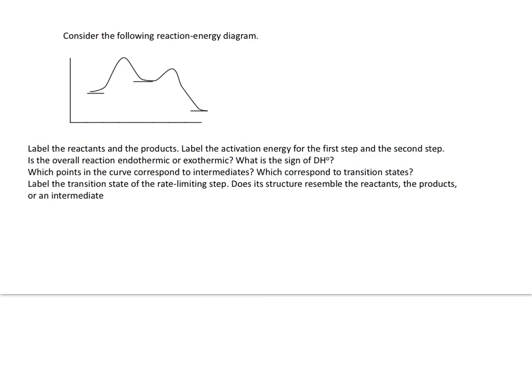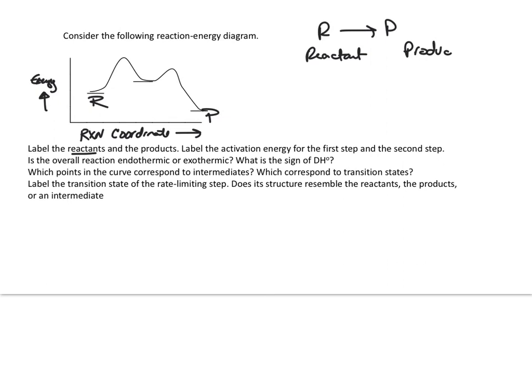Okay, the next problem we have, the reaction diagram. So this is your reaction coordinate. Okay, you usually see like this, and then you have the energy, and it increases as it goes up. Okay, so we're supposed to label. So we're going to do the reactants as R, and the products. So usually the reaction goes first to the products here. So we call that reactants, and P for products.